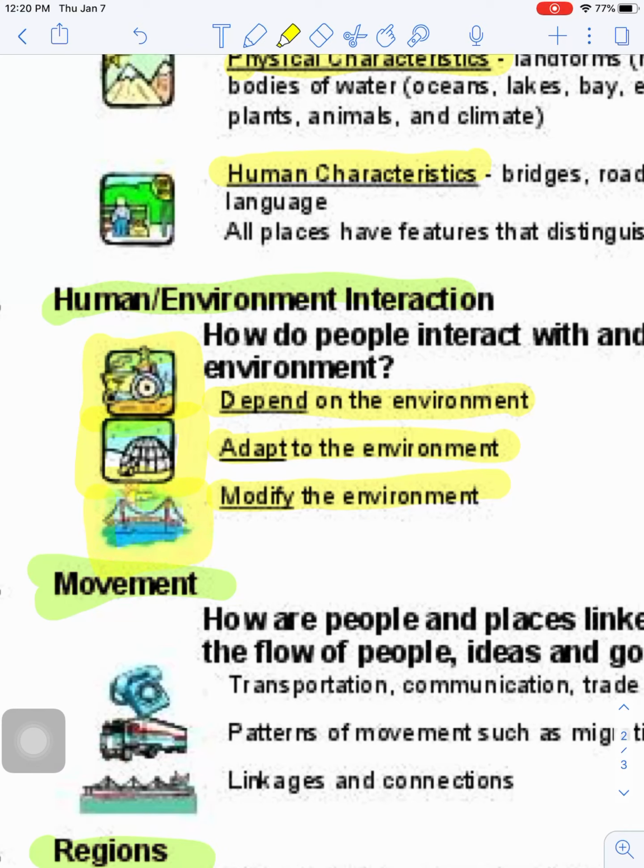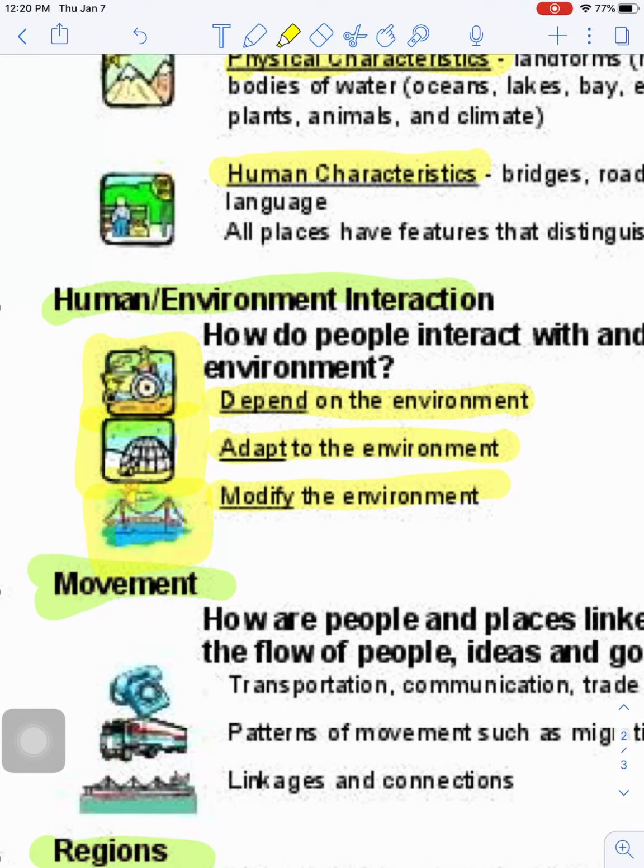So for example, there's this picture here and that is a bridge connecting two pieces of land. We have modified the environment so then we can easily access one area to the other. What I do want to say about modifying the environment is that humans can impact our environment in a negative way as well. So if you've ever heard of the word pollution, pollution is bad substances that are released into our world by humans.